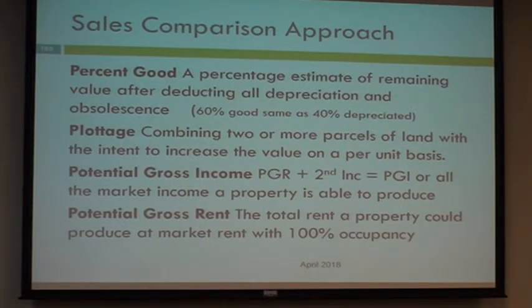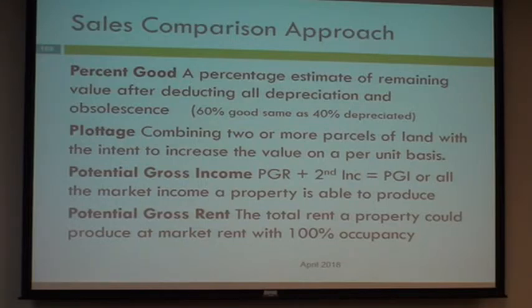Percentage good: estimated rated value after deducting all depreciation and obsolescence. Just remember this, 60% good has the same meaning as 40% depreciated. So if you have something that says percentage good or percentage depreciated, just make sure you apply that correctly, okay? You can change the meaning of that problem otherwise. What's the formula for percentage good? RCN new minus depreciation will give you the percentage good.